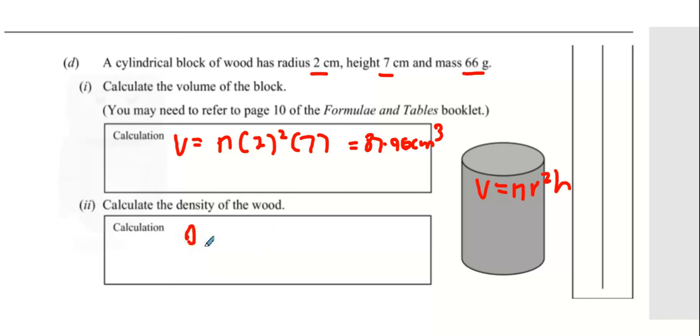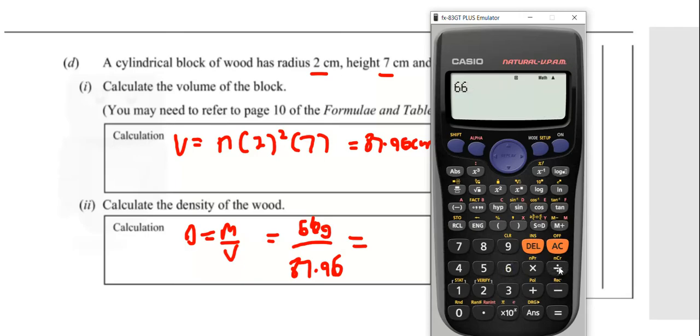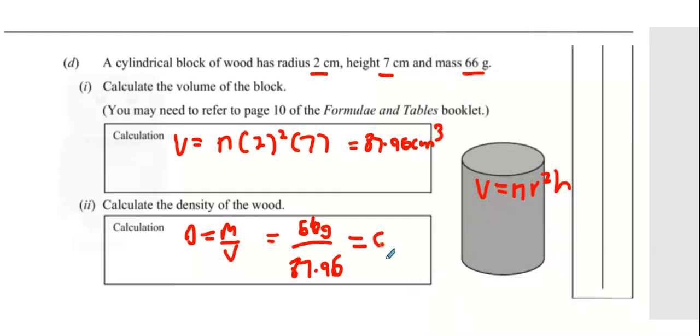Calculate the density of the wood. Well, density equals mass over volume, which is 66 grams divided by 87.96. So 66 divided by 87.96, and we get roughly 0.75, so roughly 3/4, 0.75 grams per centimeter cubed. Okay, and now we're moving on.